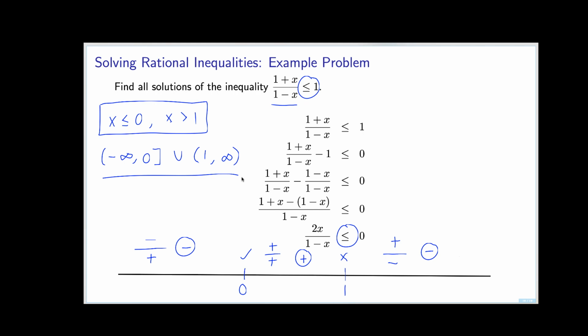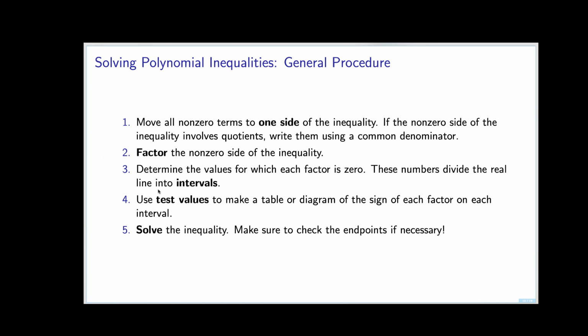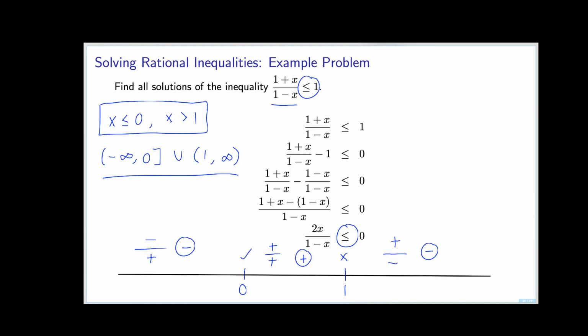So in this example, we had a rational inequality, or an inequality involving a quotient. And again, our general procedure was the same. We just had to get a common denominator to deal with our fraction. But the general procedure is always to factor and determine the values for which each factor is 0. These divide our real number line into intervals. The expression can only change sign at the endpoints of these intervals, so we do a test value within each interval to determine the sign of each factor and therefore the sign of the overall expression, which allows us to solve our inequality.